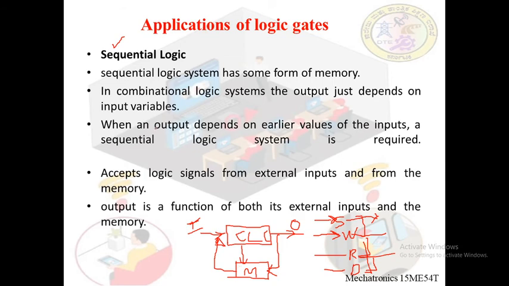So here, when the output signal depends on earlier values of the input, a sequential logic system is required. It accepts logic signals from external inputs and also from the memory. Output is a function of both external input and the memory that we have seen here.